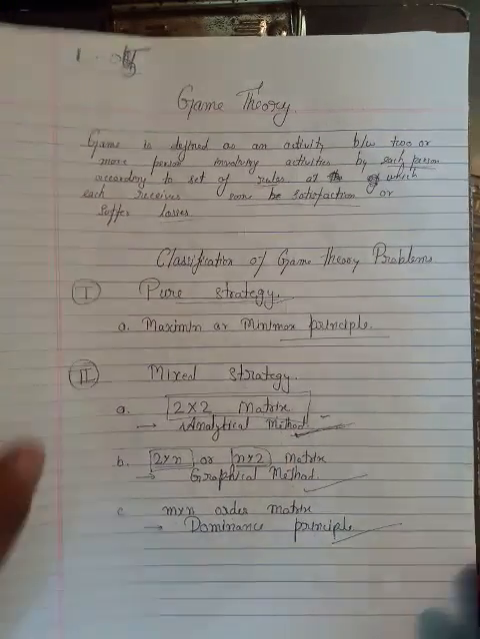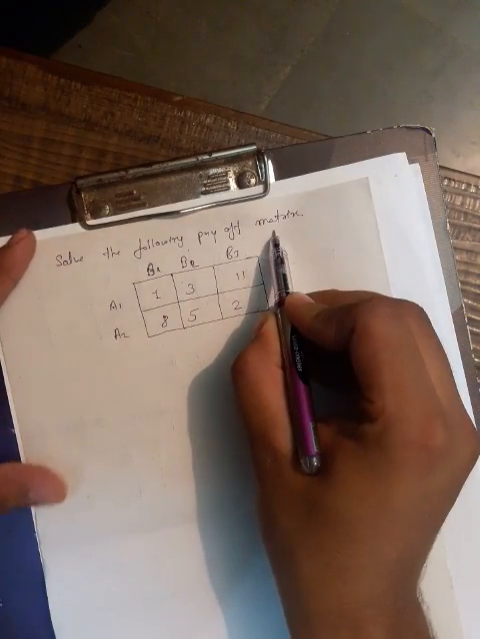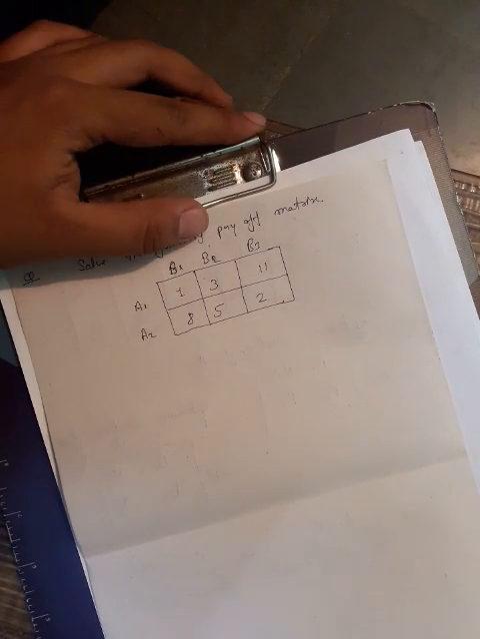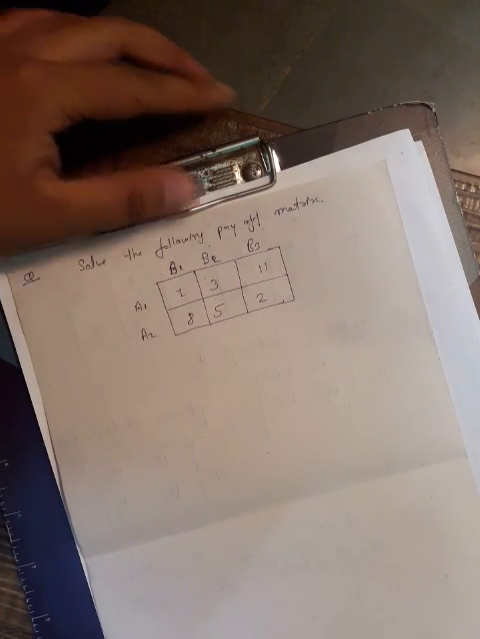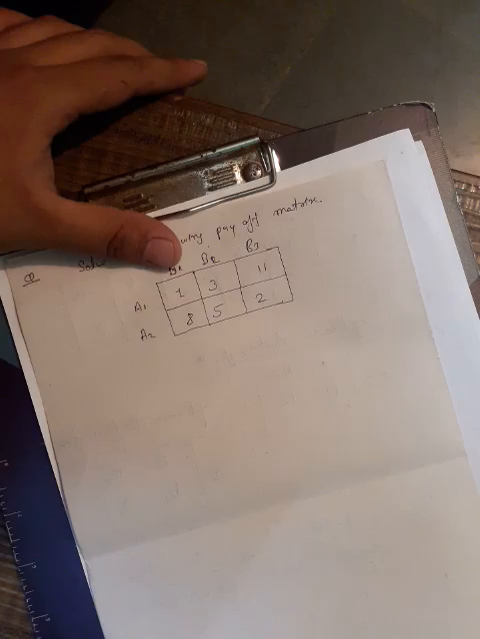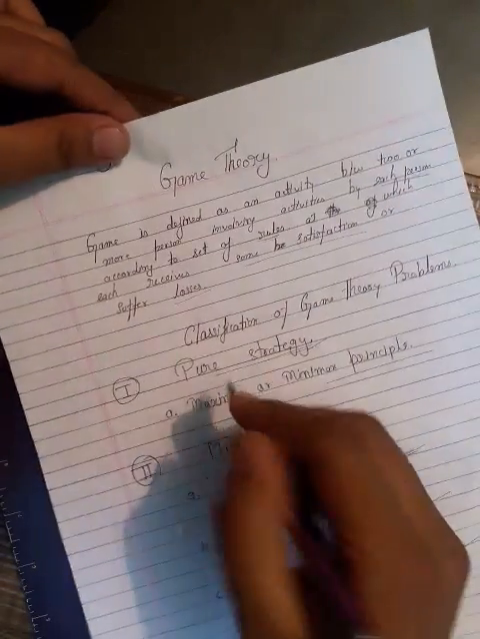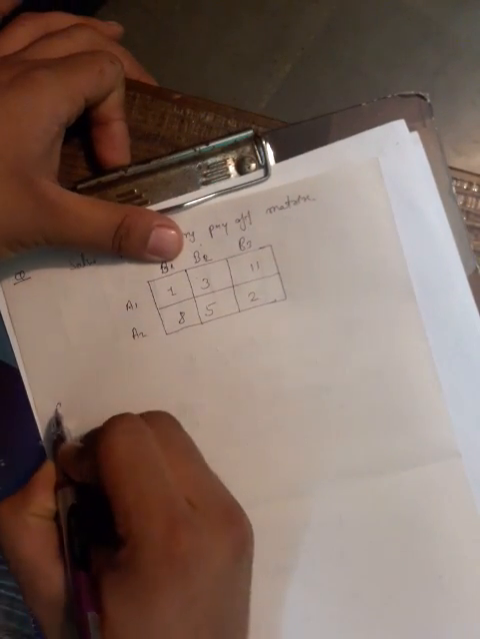So let's solve one problem. Here the problem is given: solve the following payoff matrix. In every game theory problem, first you have to follow the pure strategy rule. So first let's solve it. Write the matrix as it is.